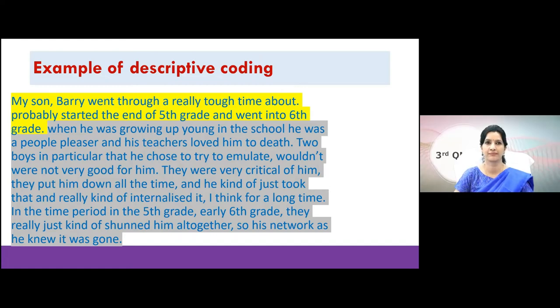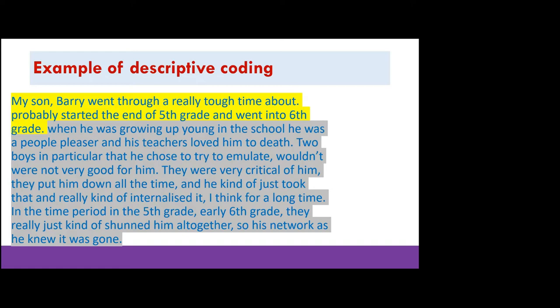Example of descriptive coding. My son Barry went through a really tough time, probably started at the end of fifth grade and went into sixth grade. When he was growing up young in the school, he was a people pleaser and his teacher loved him to death. Two boys in particular that he chose to try to emulate were not very good for him. They were very critical of him. They put him down all the time. And he kind of just took that and really kind of internalized it, I think, for a long time. In the time period in the fifth grade, early sixth grade, they really just kind of shunned him altogether. So his network, as he knew it, was gone.